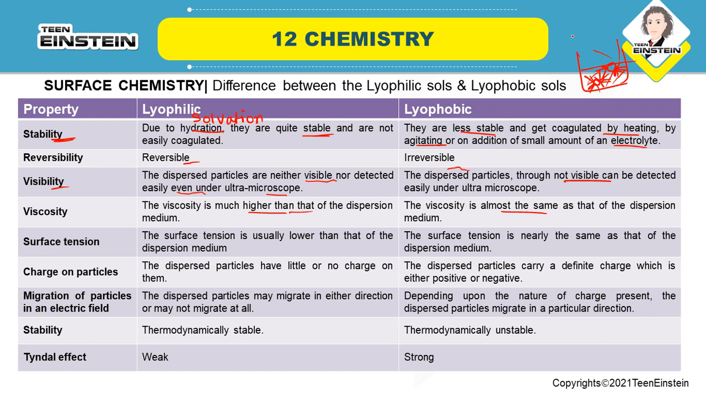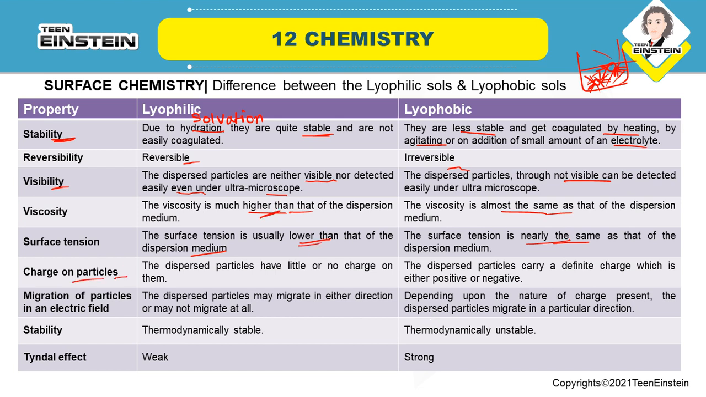That is the reason that we see drops of liquid are mostly spherical in nature, because the shape sphere involves minimum surface area. So this is all about surface tension. This surface tension is usually lower than that of the dispersion medium. Here it is nearly the same. So both viscosity and surface tension are nearly the same as the medium in case of lyophobic, but in case of lyophilic, viscosity is high but surface tension is low.